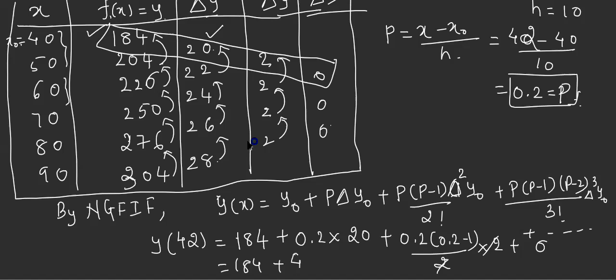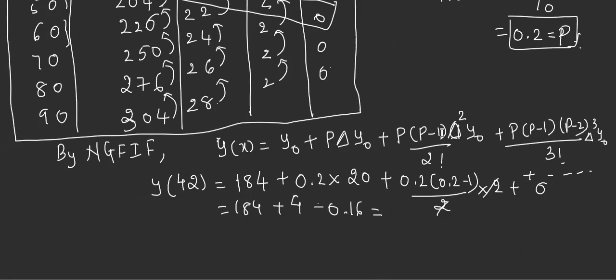Yes, ma'am. What is this? 0.2 minus 0.8, that is 0.16? Yes, ma'am. Answer you tell. 184 plus 4 minus 0.16, that is 187.84, ma'am. Yes, ma'am. 187.84. I did not hear it properly, so I asked. Okay, this is your value.